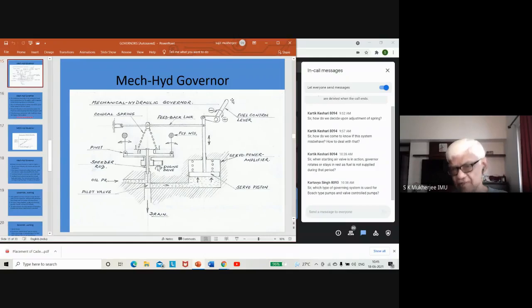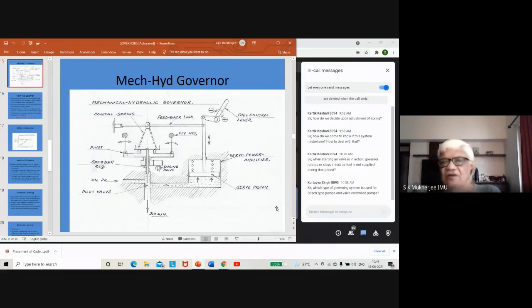And I showed you in the valve type of governor, Karthik, that it had only one arm, and that one arm was controlling the spill valve as well as the suction valve. So spill valve, suction valve was being controlled by simply one arm, and that one arm was this. This was the one arm. So this is the arm that is coming from the governor.